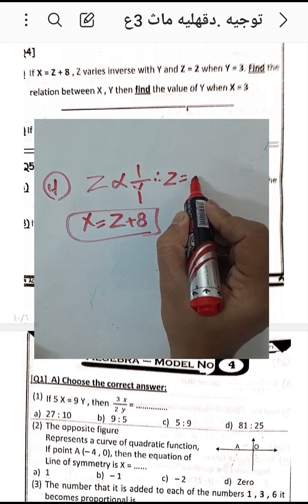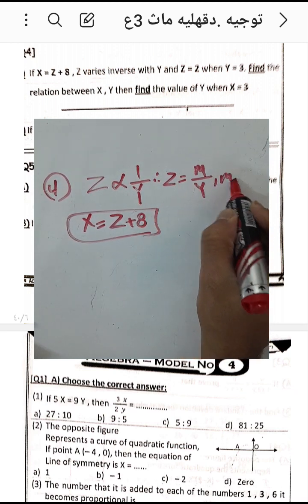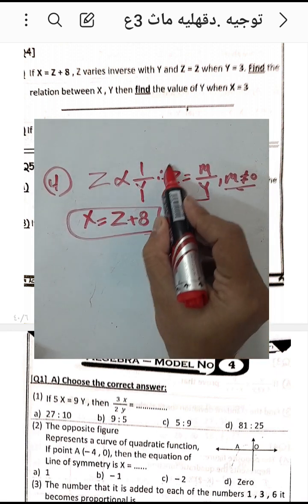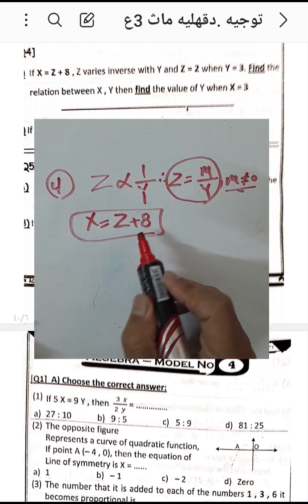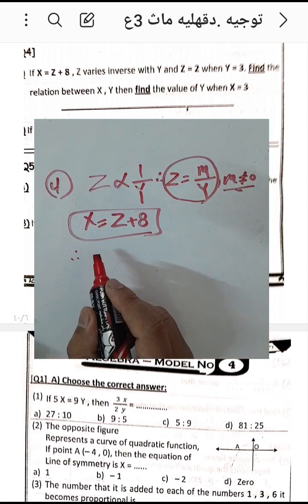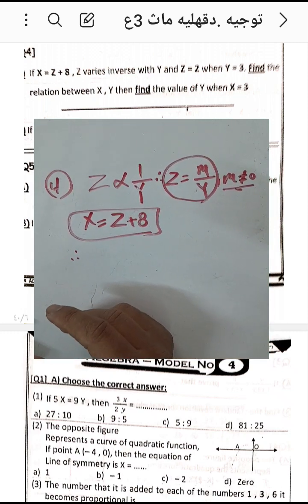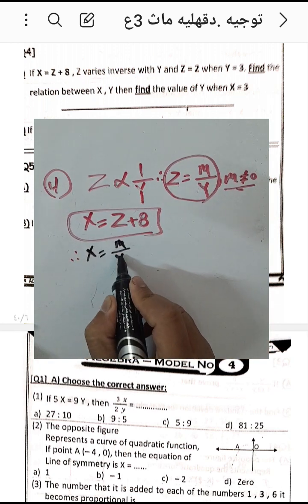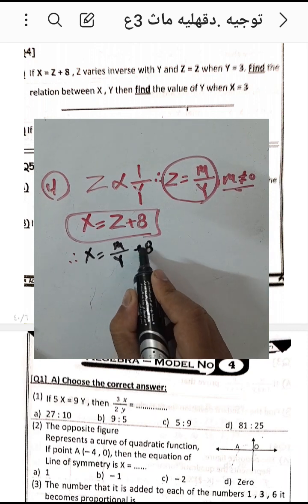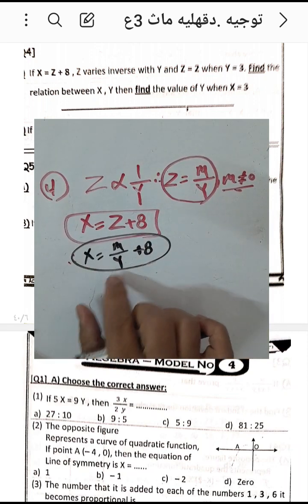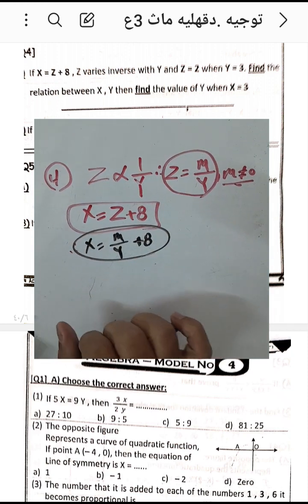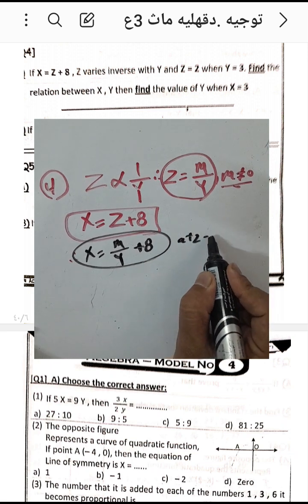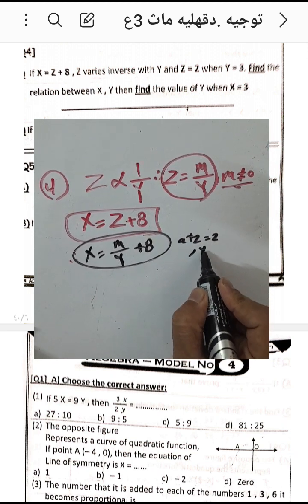Z equal M over Y, and M is a constant, not equal 0. M not equal 0 is a constant, okay? And then Z equal M over Y. Put Z here in this relation. Then you can cancel Z and write M over Y. Then X equal M over Y plus 8. It's the relation between M and Y. We want to find the constant M here. But in this example, he gives us Z equal 2 and Y equal 3.